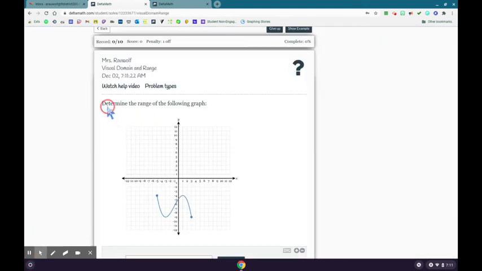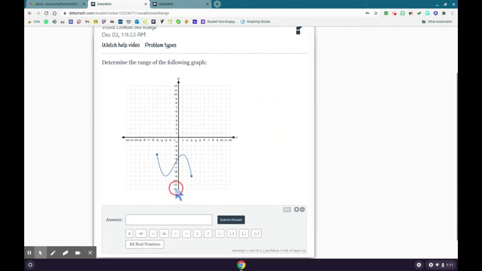Okay, so for example, this one says to determine the range of the following graph. So remember, range, you're going from the bottommost portion of the graph to the topmost portion. Well, this bottommost portion is right here at -9, and we have a closed dot and a line where that happens. So I use a bracket, a square bracket, -9, comma, and then it goes all the way up to -4. That's the highest it goes. So I got -4, and we also have a closed dot at -4 as part of the graph, that line. So again, that's going to be another closed bracket. I'm going to hit submit.